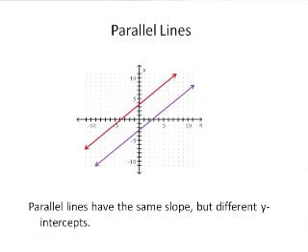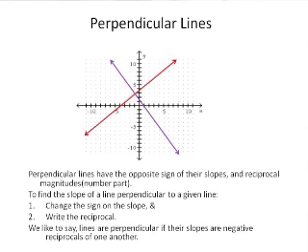Moving on to discuss parallel lines. As you can see with the sketch, parallel lines have the same slope. Perpendicular lines, on the other hand, have opposite sign for their slopes, and we also see that one line is much steeper than the other. To find the slope of a line perpendicular to a given line, change the sign on the slope and flip the number part.